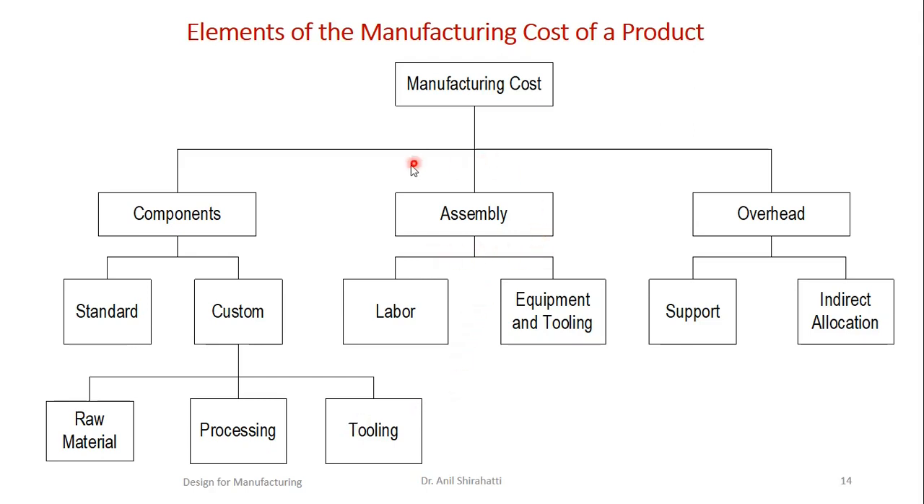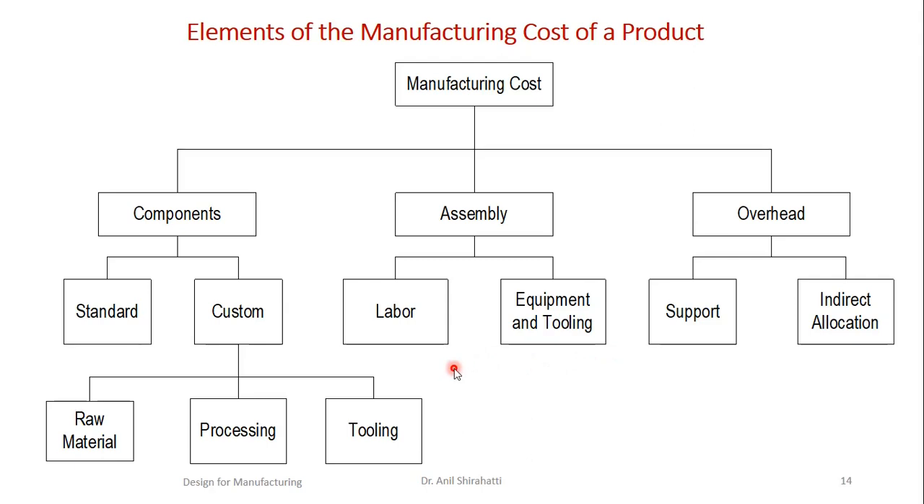Now during assembly, for whatever components you have designed, there are two main costing parameters. One is the labor cost, and another is the equipment and tooling. Suppose you are using the same M20 for all the components in your assembly, then the labor and tooling cost will get reduced. Also the labor can work faster. It is only M20, so you don't have to think much.